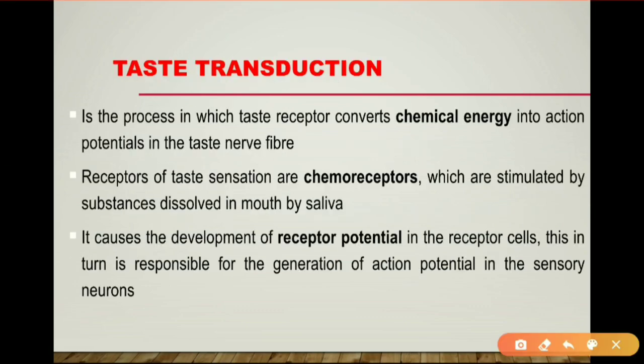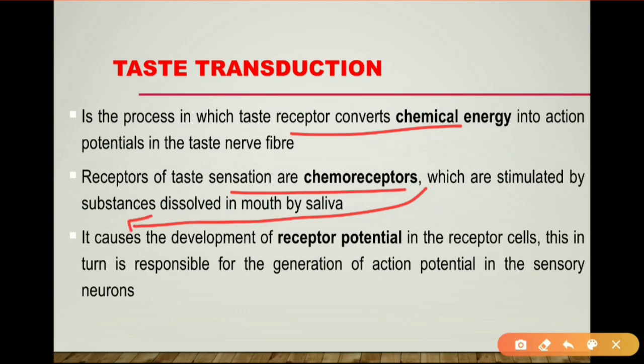And coming to taste transduction, this is a process where the taste receptor converts chemical energy into action potentials. These receptors of taste sensation are chemoreceptors, which are stimulated by the substance dissolved in the mouth, and it causes the development of the receptor potential.